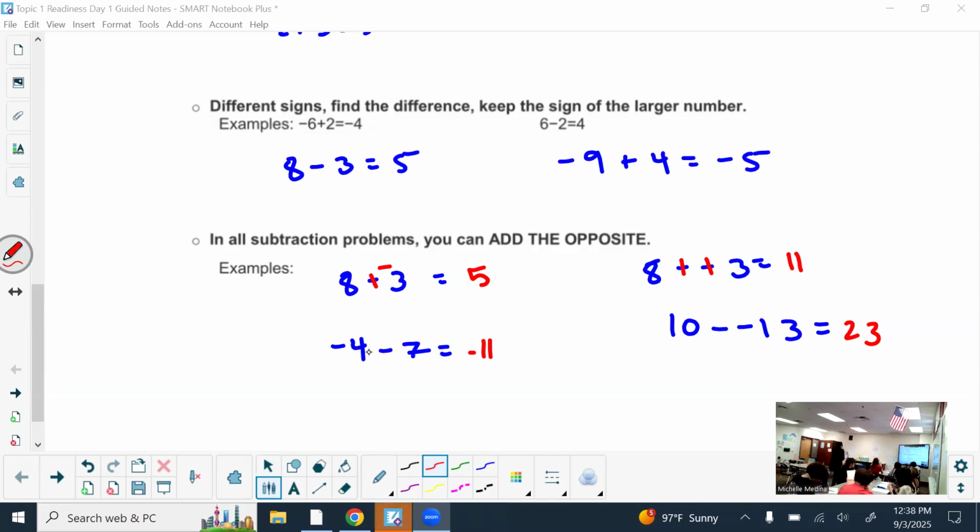Okay, so let's see, adding the opposite. So over here, any subtraction problem, no matter what it is, you can add the opposite. -4 plus -7 is easier to do than -4 minus 7.